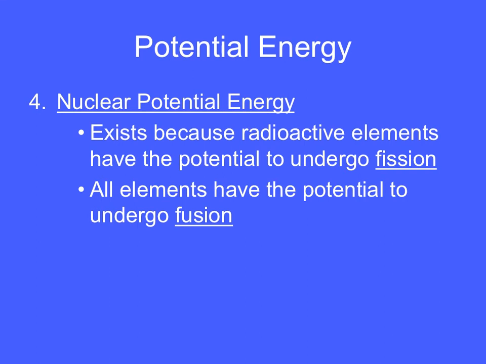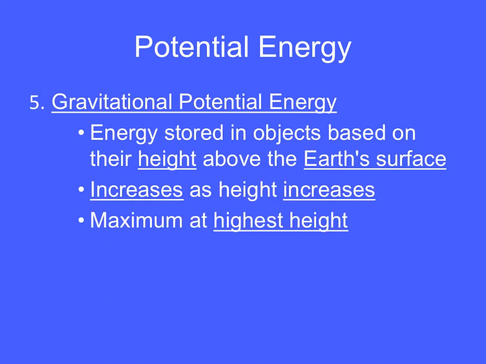The last type of potential energy is the one that we're going to spend the most time with, and this is gravitational potential energy. This is the energy that is stored in objects based on their height above the Earth's surface. So as you move higher, the gravitational potential energy is going to increase. And for any object, the gravitational potential energy is always at its maximum when it is at the maximum height above the Earth. So if I have something sitting on the ground, it's at its lowest. It's going to be actually zero because its height is zero. But if I have something sitting up on a shelf, as long as it doesn't go higher, it's at its highest amount of potential energy.